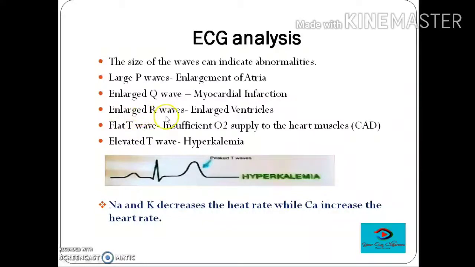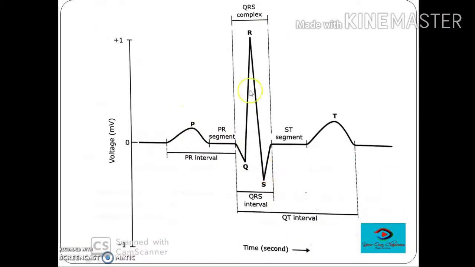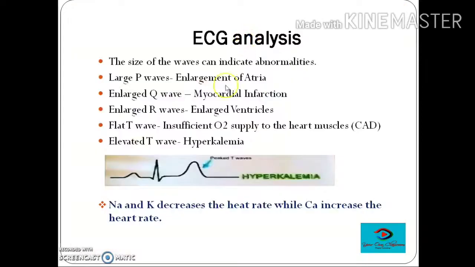And if the R waves get enlarged, what would happen? It indicates enlarged ventricles, meaning there is some problem in the muscles of the ventricles. If the T wave is flat, as you can see in this curve, this is the T wave, although it is peaked here, I am talking about if the T wave is flat, it indicates insufficient oxygen supply to the heart, as seen in coronary artery disease. And an elevated T wave indicates hyperkalemia, meaning an increase in potassium concentration.